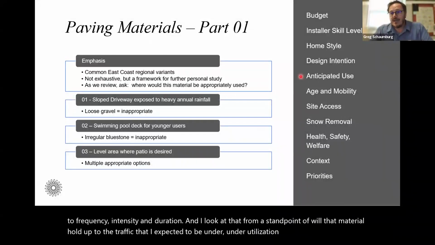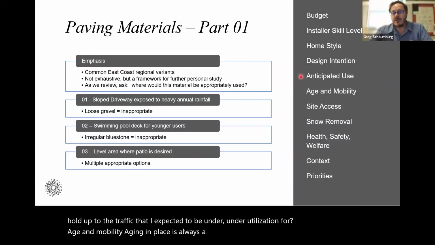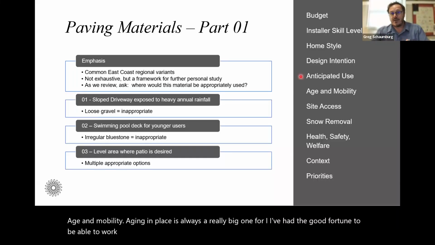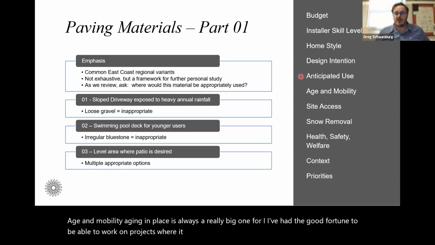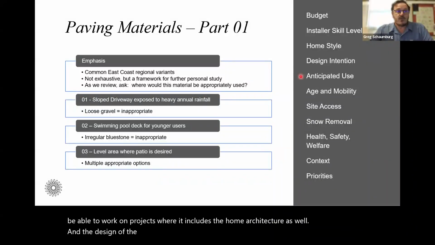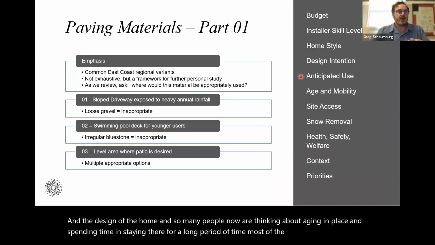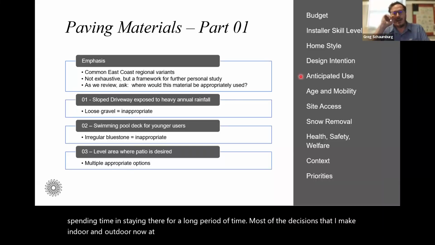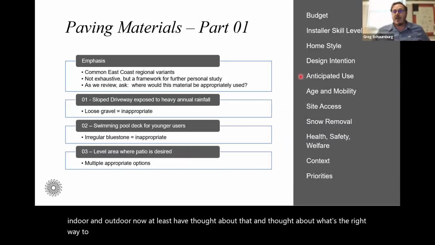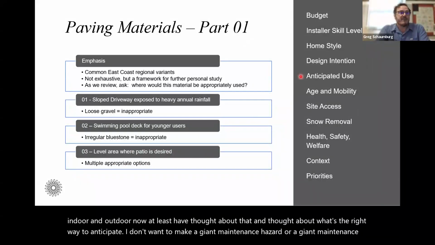Age and mobility. Aging in place is always a really big one. I've had the good fortune to be able to work on projects where it includes the home architecture as well and the design of the home. And so many people now are thinking about aging in place and staying there for a long period of time. Most of the decisions that I make indoor and outdoor now at least have thought about that and thought about what's the right way to anticipate. I don't want to make a giant maintenance hazard or a giant maintenance nightmare if we can avoid it.